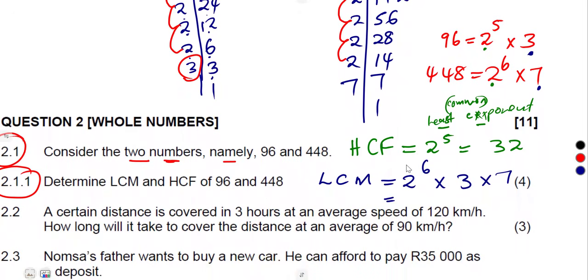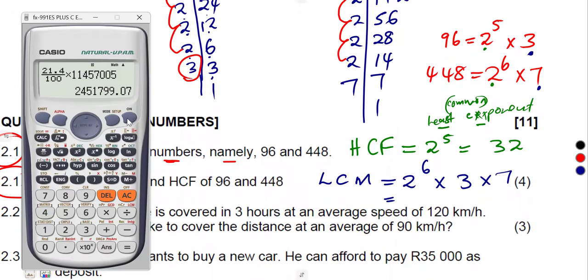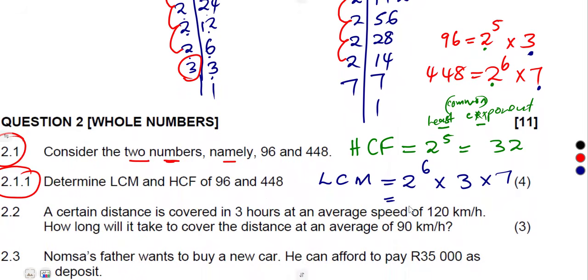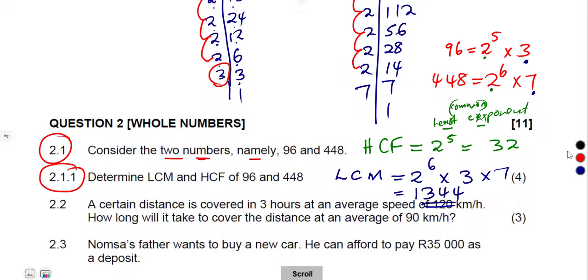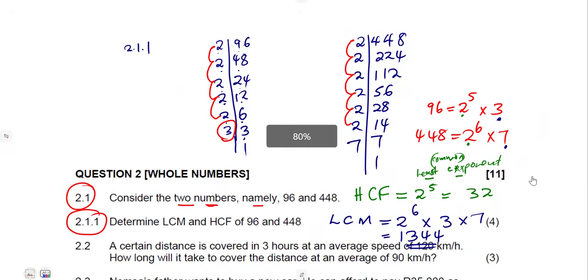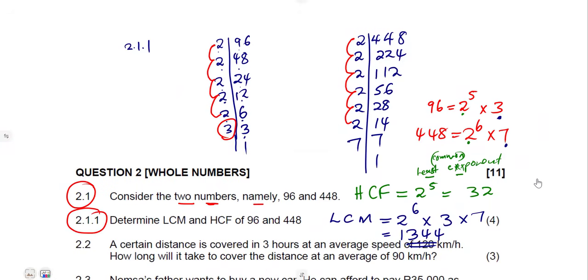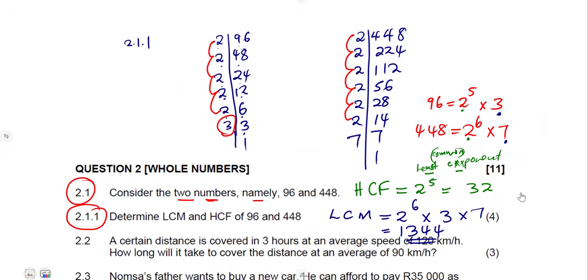So multiply this. You can even use your calculator at once, or you can simplify each by each. 2 to the exponent of 6, move aside, times 3 times 7. So that is 1,344, all right, as our LCM. So those are the two that we were required to determine from those two numbers that we were given.